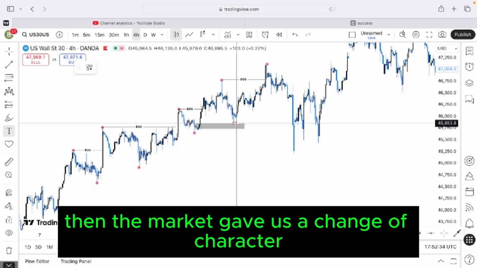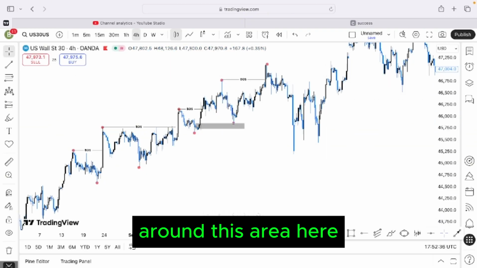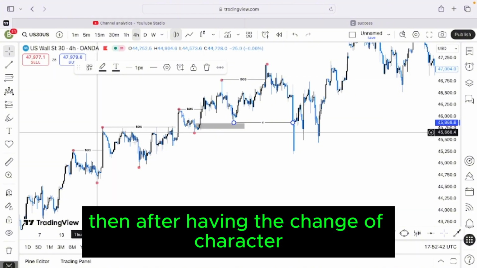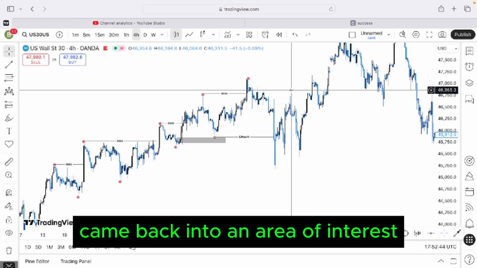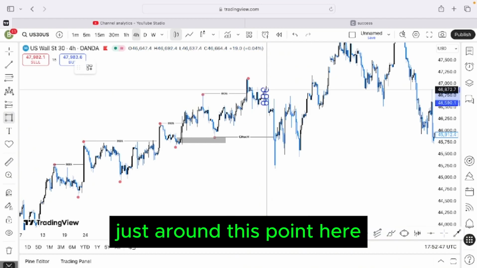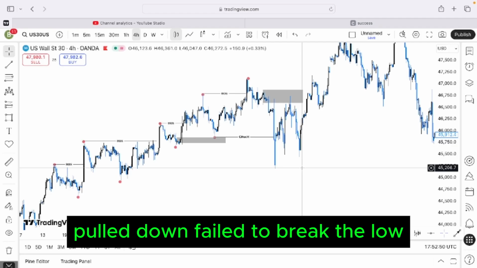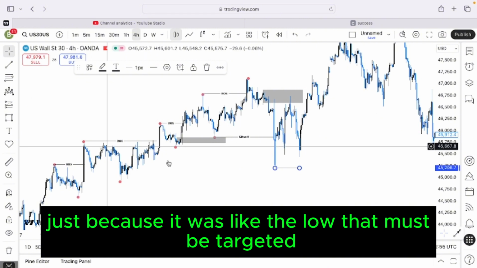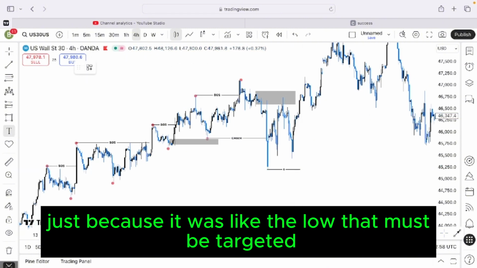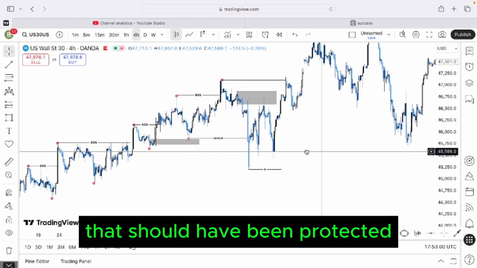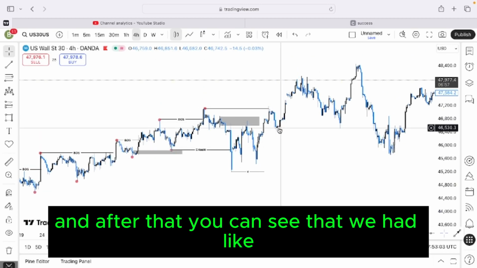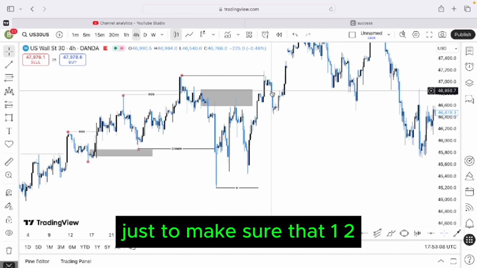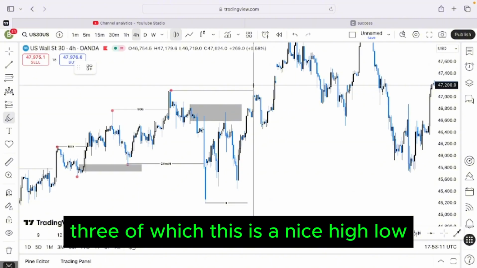Then the market gave us a change of character around this area here. Then after having the change of character, you can clearly see that the market pulled down, came back into an area of interest just around this point here, pulled down, and failed to break this low, just because it was the low that must be targeted. And then we took out the high that should have been protected. And after that, let me just check the candles here just to make sure: 1, 2, 3, of which this is a nice high low.